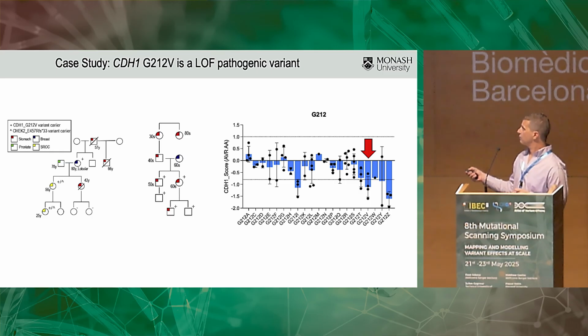So the first one is this family here with this G212V variant. So here's the family. They have multiple cases of gastric and breast cancer. This family has another variant, which is a CHEK2 variant. That's why it's not clear what they have. If we look at our data set, if we look at this G212V, you can see that this is right here, and this is clearly a loss of function also in our screen.